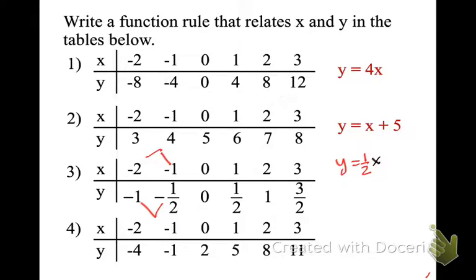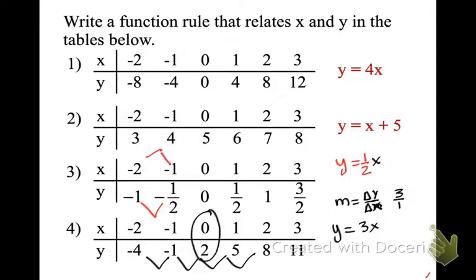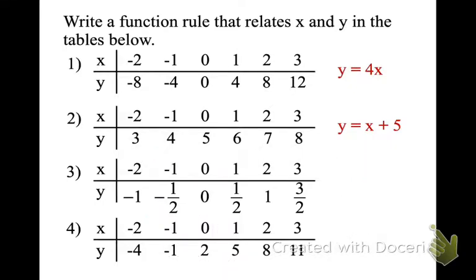All right, next one. My change in my y is increasing by 3. It's 3 over 1. So it's y equals 3x. And then I go to my y-intercept. It's plus 2. That, my friends, I believe that's it. Let's see. Oh, no, function notation, sorry.